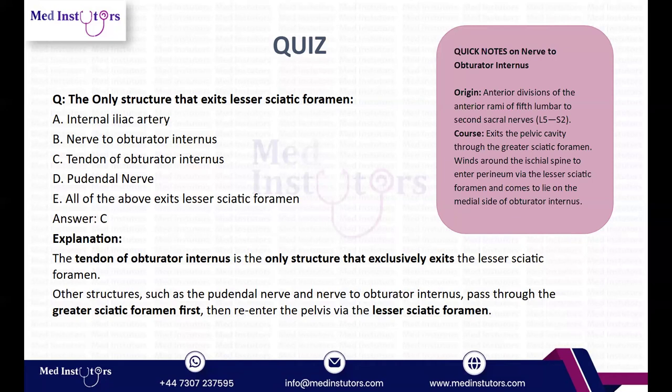So the tendon of obturator internus is the only structure that exclusively exits the lesser sciatic foramen. Other structures such as the pudendal nerve and nerve to obturator internus pass through the greater sciatic foramen first, then re-enter the pelvis via the lesser sciatic foramen. I hope that makes sense to you now.